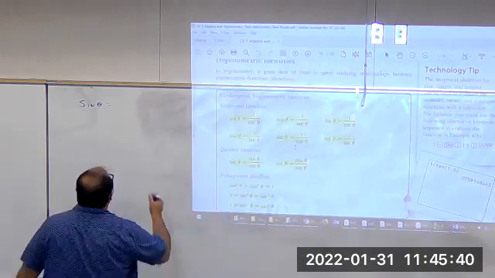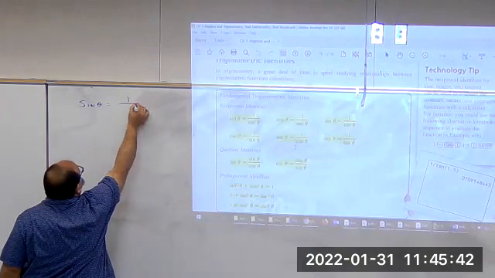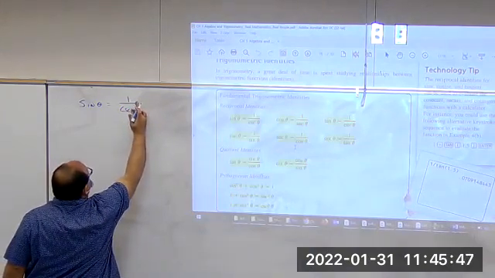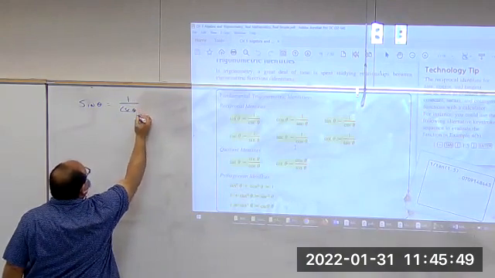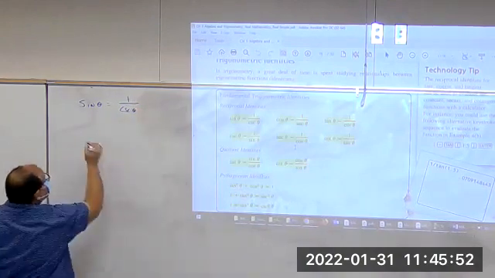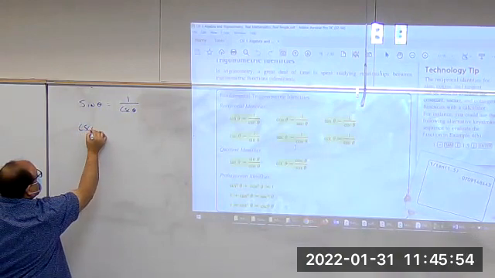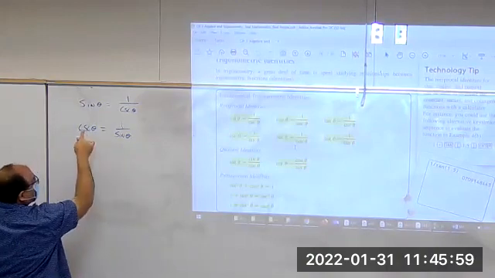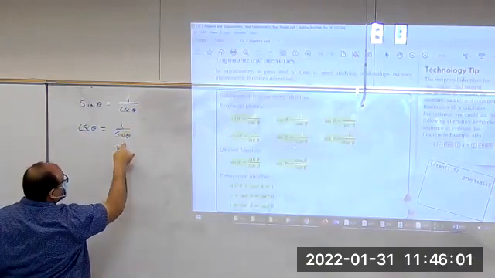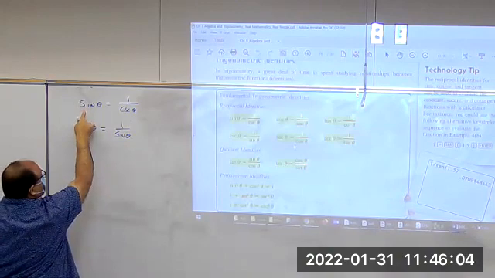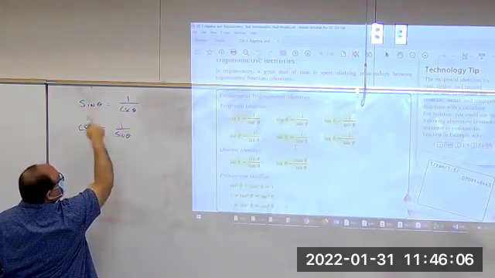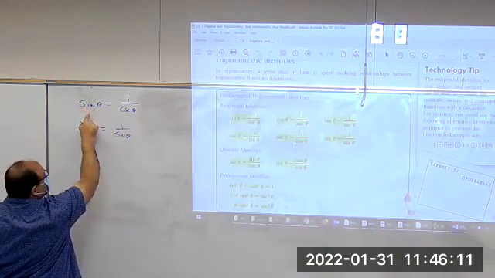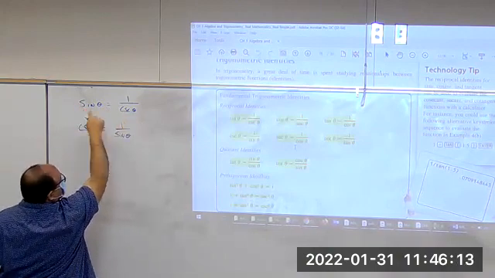Sine, cosine, tangent, they all have other identities. Sine can be written as the reciprocal of cosecant theta. Likewise, cosecant theta is the reciprocal of sine theta. I can replace cosecant theta with 1 over sine theta. I can replace sine theta with 1 over cosecant theta, and vice versa. Equals works in both directions. I can replace this with that, or I can replace this with this.